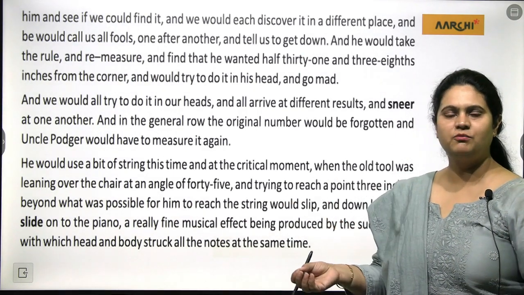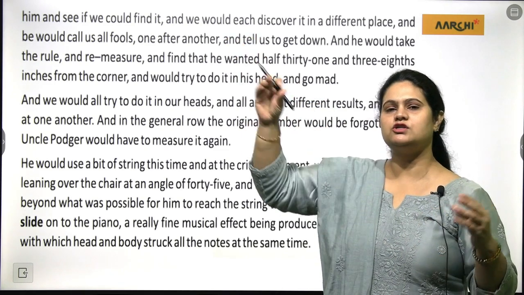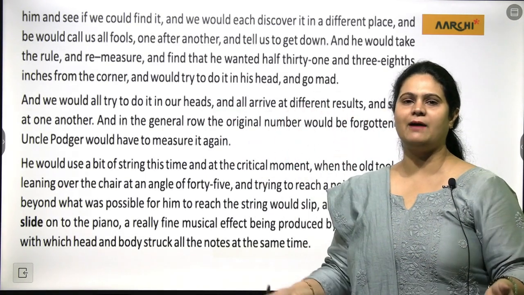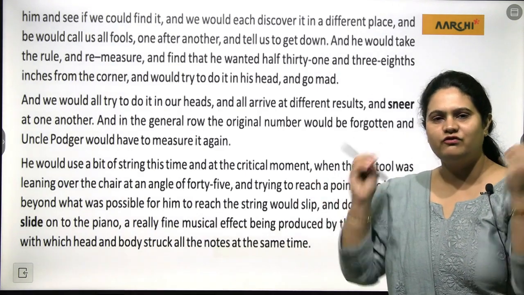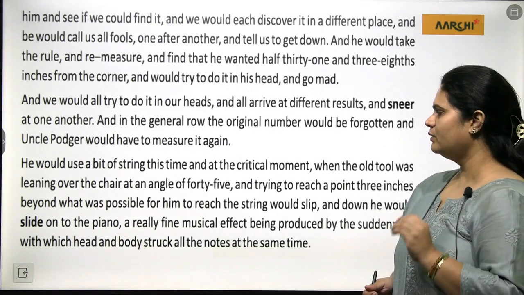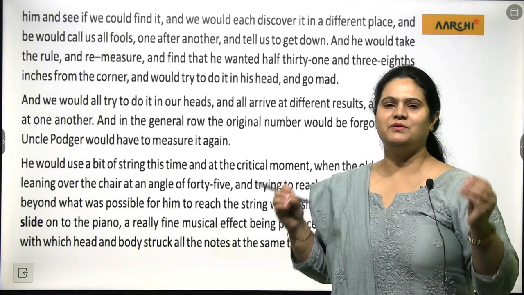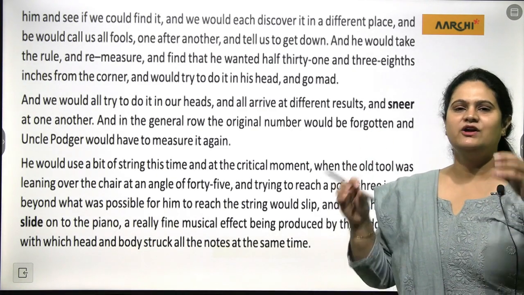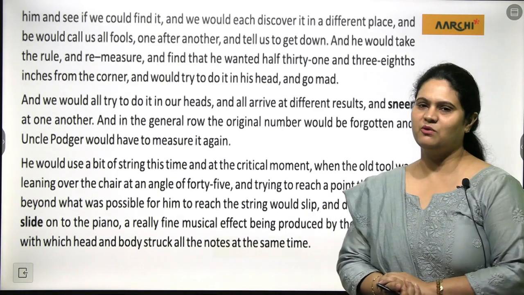Now, he would use a string to mark the point. What happened when he was trying to reach a point which was 3 inches beyond his reach, right? He was not that tall to reach that point, and he was trying to put a mark at that point. What would happen? He would slip, right? And down he would slide onto the piano that was underneath. A really fine musical effect was produced by the suddenness with which head and body struck all the notes at the same time. All the keys would strike a note together. His head and body collided with the keys of the piano, and a really fine musical effect was produced, right?